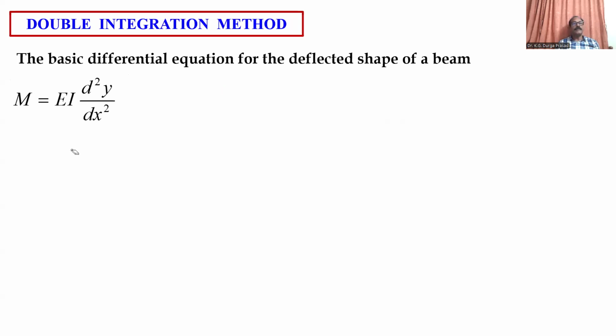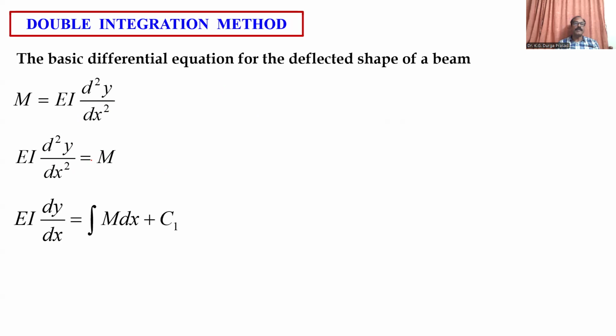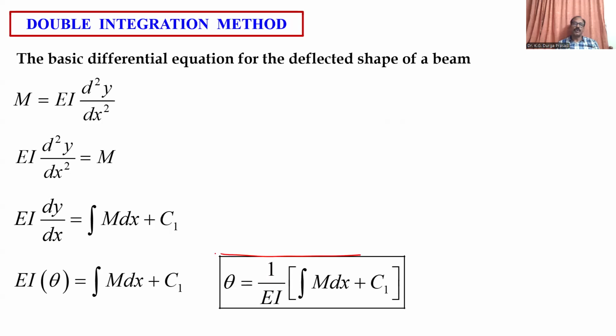Can we write it like this? EI into d square y by dx square equal to M. I have just written it the other side. Now, if you integrate it one time, you get EI into dy by dx equal to integral M dx plus C1. What is C1? It is a constant of integration, right? Next, what is dy by dx? It is slope, represented by theta. So EI into theta equal to integral M dx plus C1. So it is an expression for slope. Theta equal to 1 by EI into integral M dx plus C1, right?